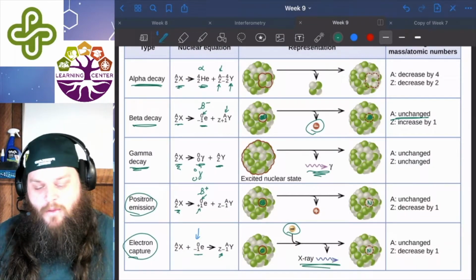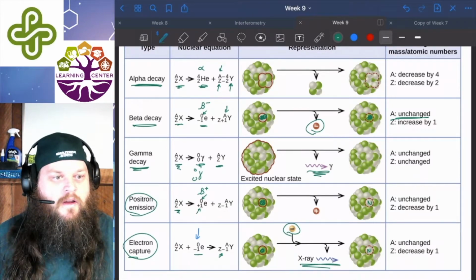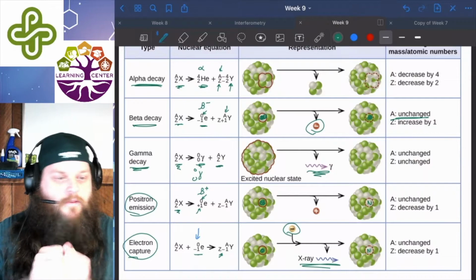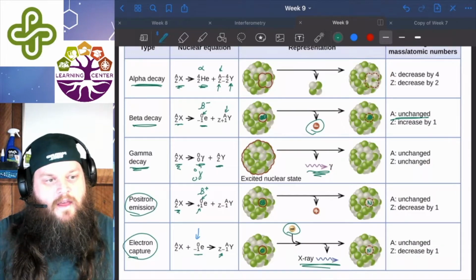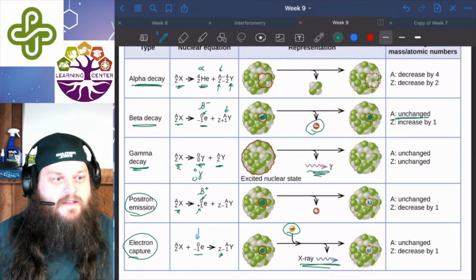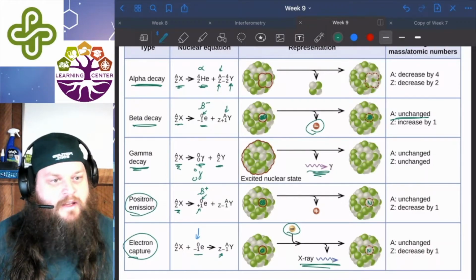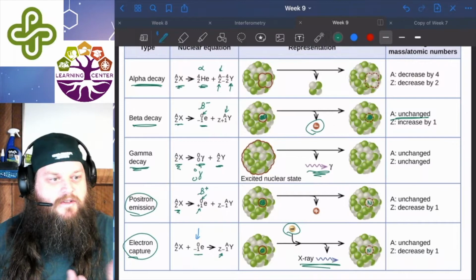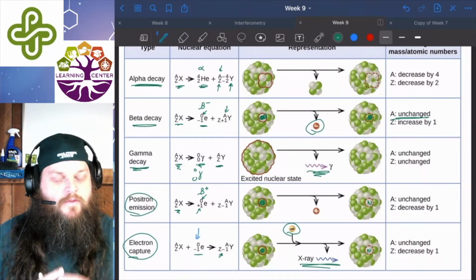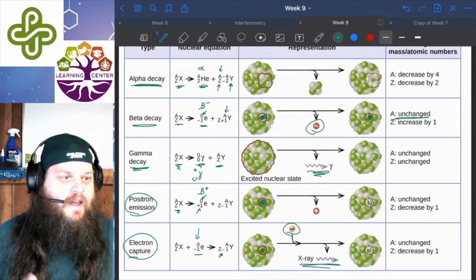But anytime we have an electron capture, it's going to grab onto an electron, absorb it into the nucleus, turn a proton into a neutron, and a byproduct of that is going to be some X-rays. And since it's turned a proton into a neutron, the proton count, our Z number, is going to decrease by 1. But since we have the same number of nucleons in the nucleus, that A number is not changed.